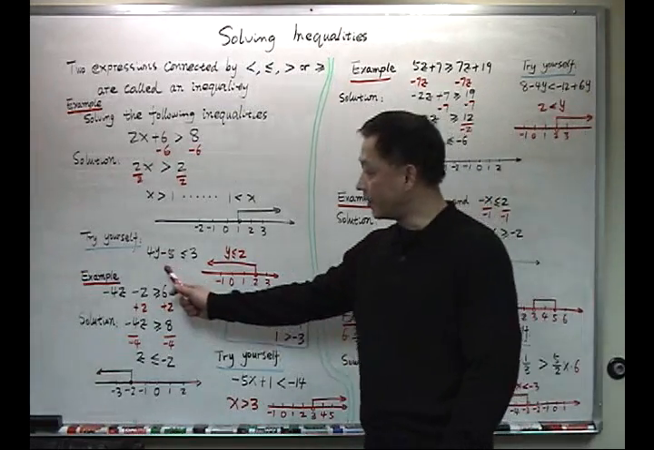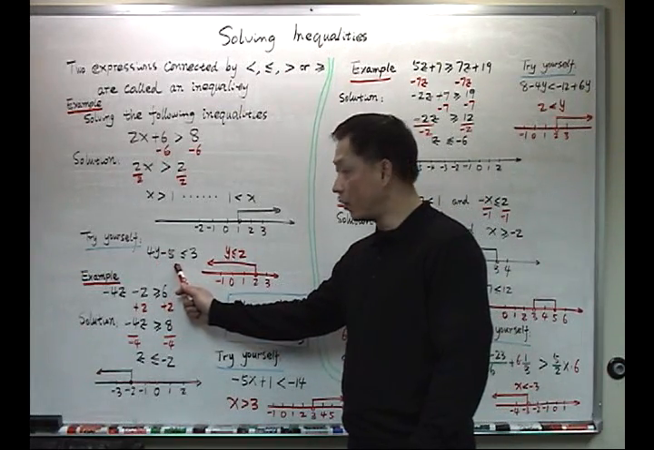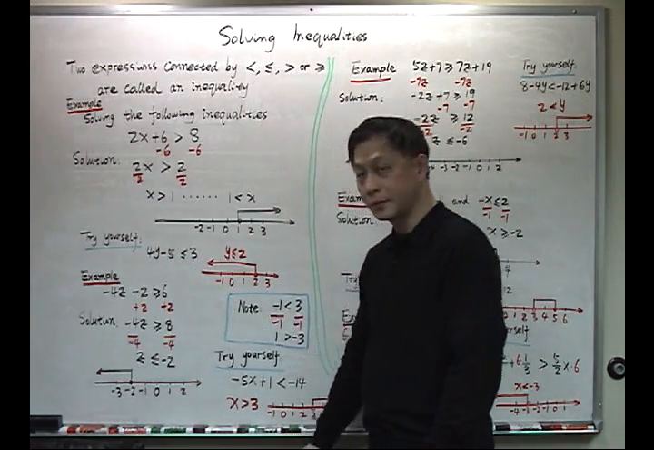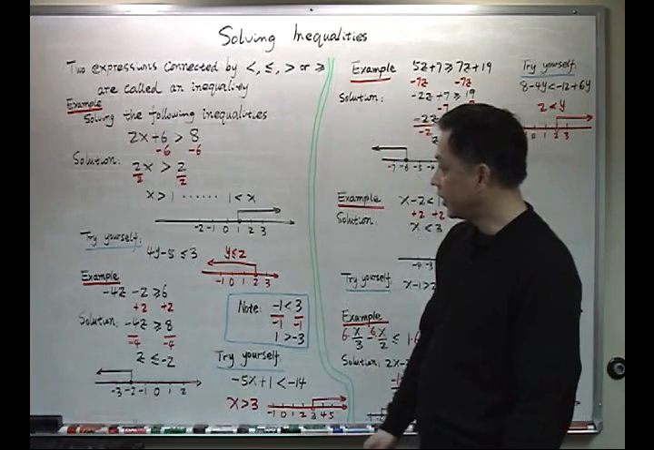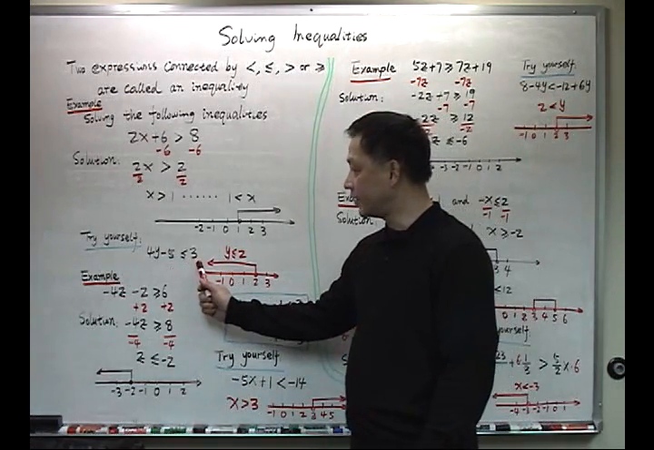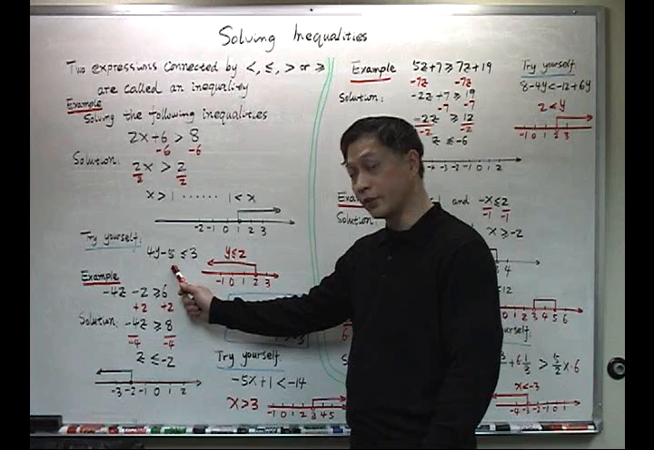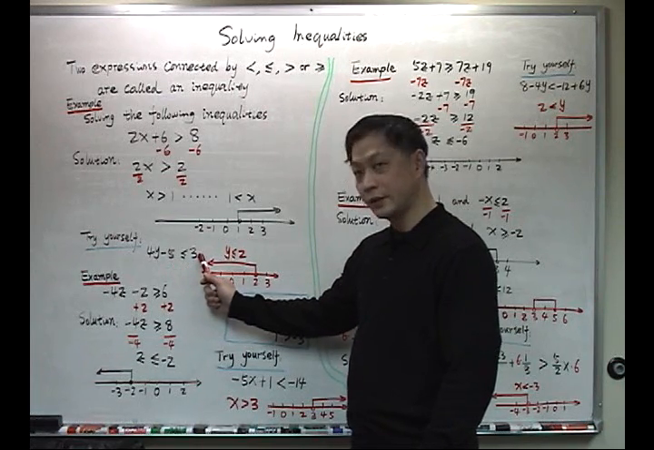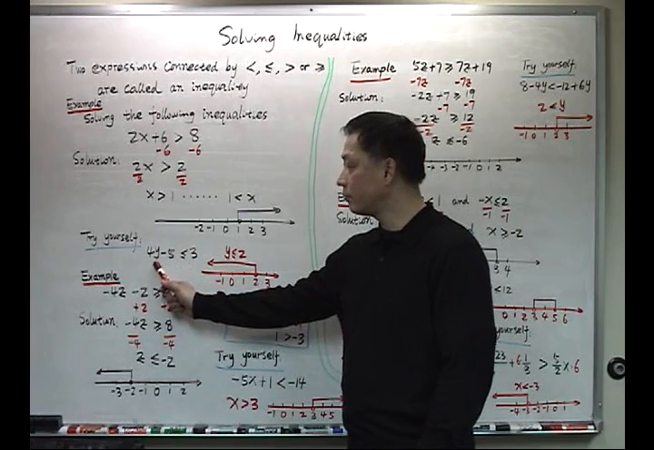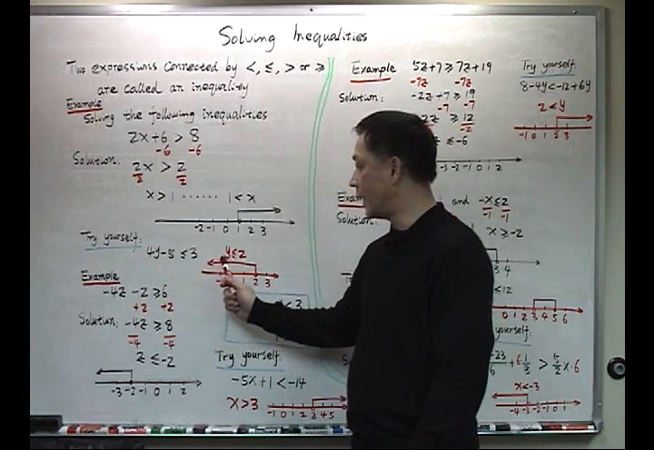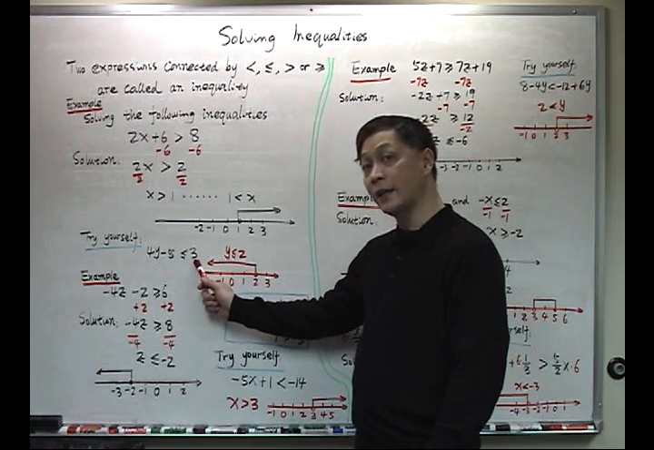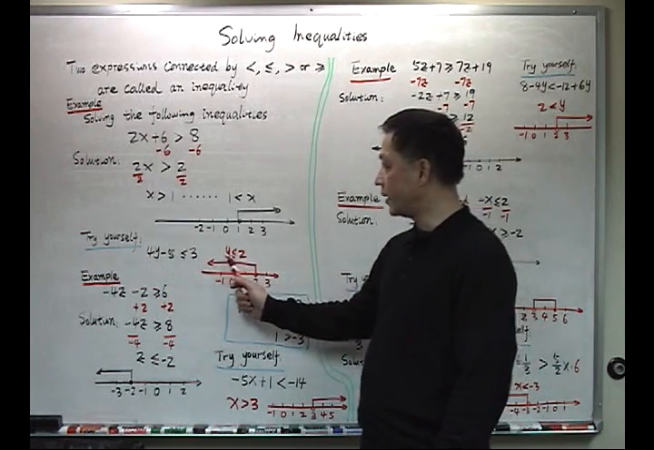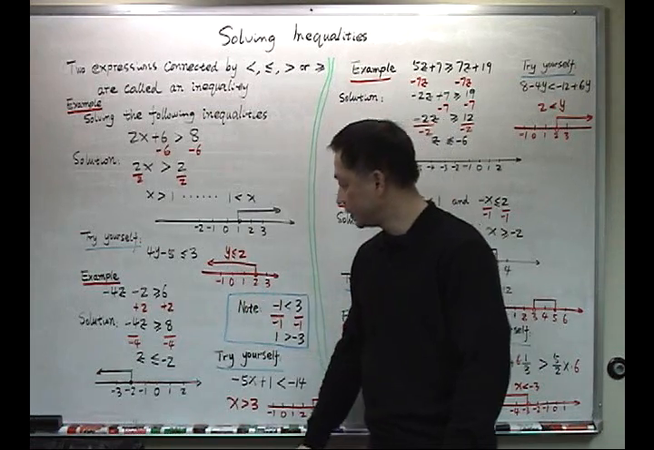Try this one yourself. 4y minus 5 less than or equal to 3. You see, if you add 5 on both sides, positive and negative 5 cancel each other. You have 5 plus 3, which is 8. Divided by 4, the left hand side you have a y. The right hand side is 8 divided by 4, you have a 2. So y is less than or equal to 2.